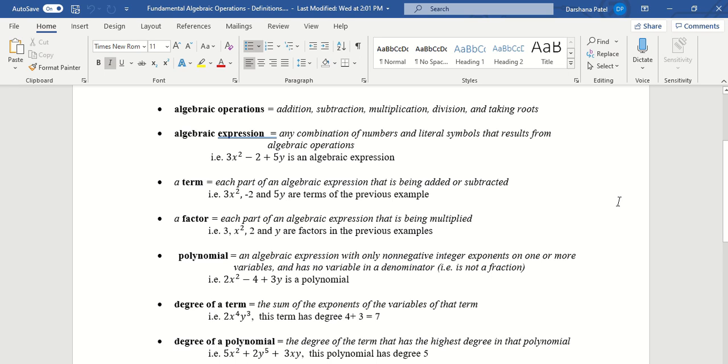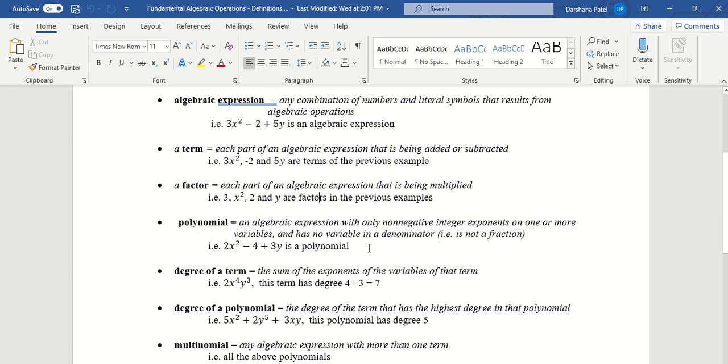A term is basically each part of an algebraic expression that is being added or subtracted. So in my previous example here, 3x² is a term, -2 is another term, and 5y is another term. A factor then is basically each part of an algebraic expression that is being multiplied. So 3x²'s factors are 3 and x². 5y's factors are 5 and y. Okay, 2 is also a factor here because it's -2 times 1. So 5 is also a factor here.